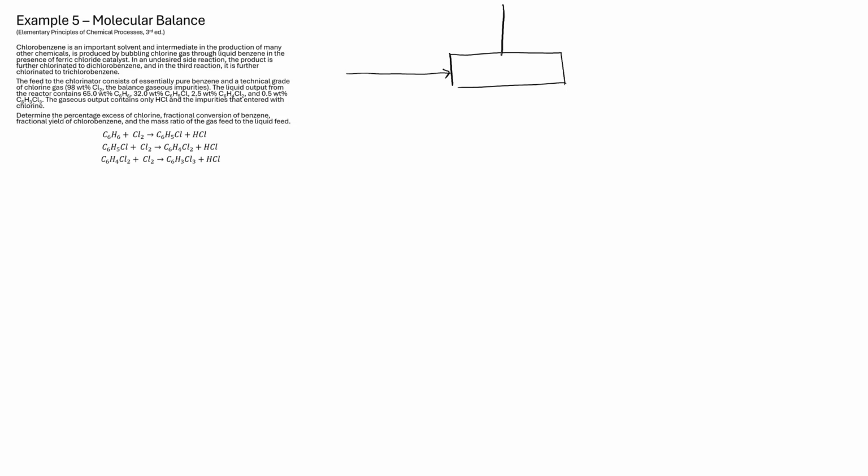Let's do the two input streams. One is pure benzene, which is gaseous. No, actually it's the liquid one. And then this is 98% Cl2. This is the gas stream. This is the benzene stream. So this will be the product stream. And then this is the other product stream.